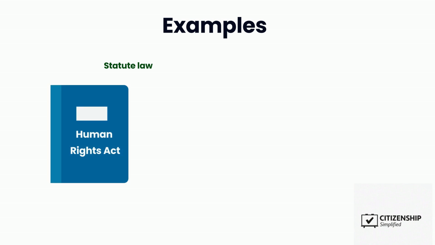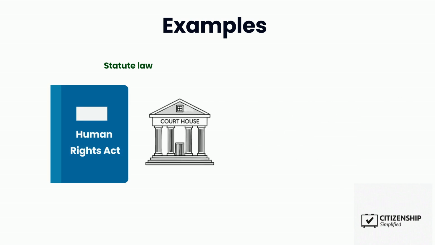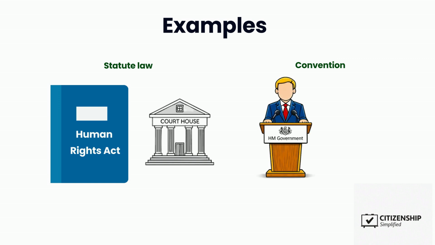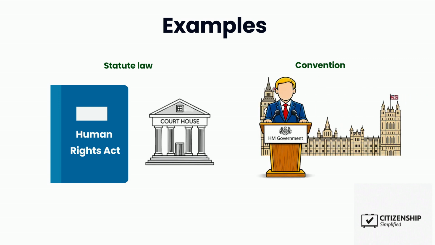For example, the Human Rights Act is statute law. It gives people rights they can defend in UK courts. But the idea that the Prime Minister must be a member of the House of Commons is just a convention. It's not written down anywhere, but everyone follows it.